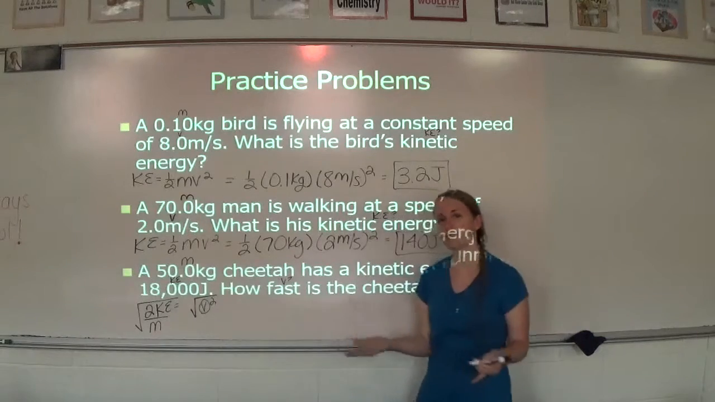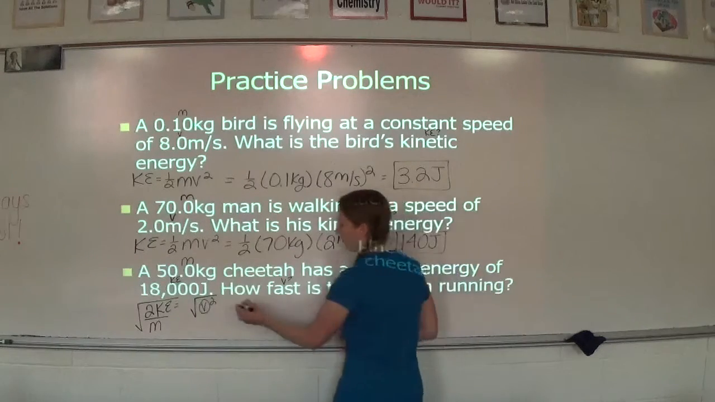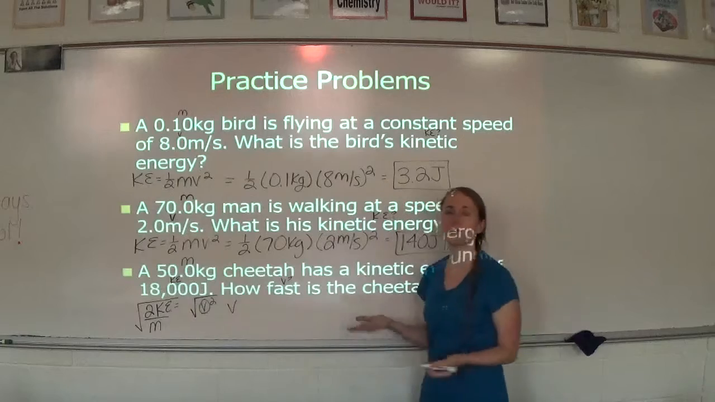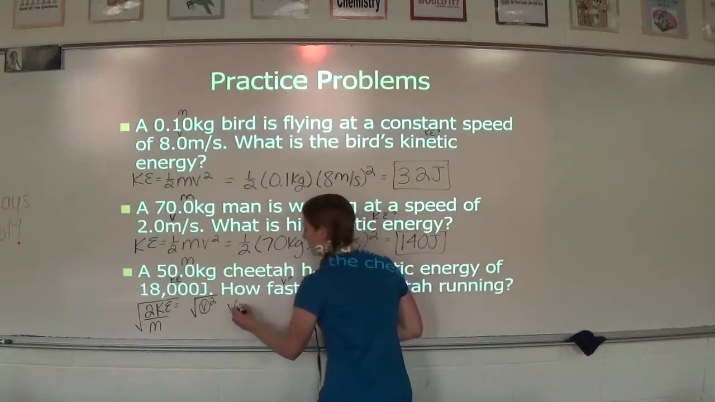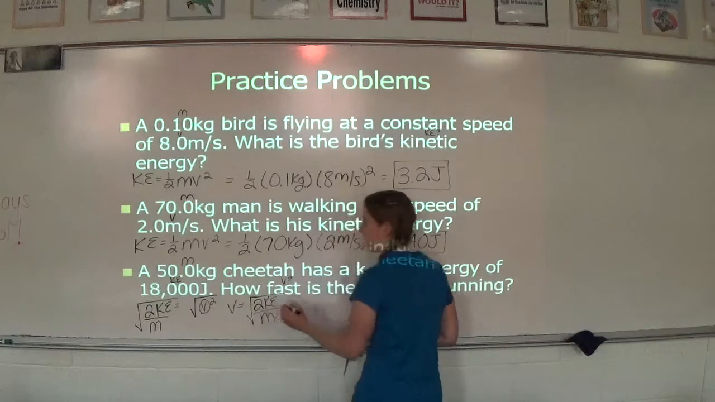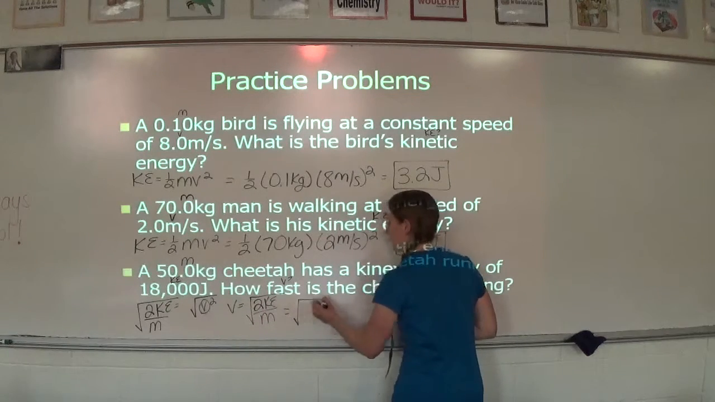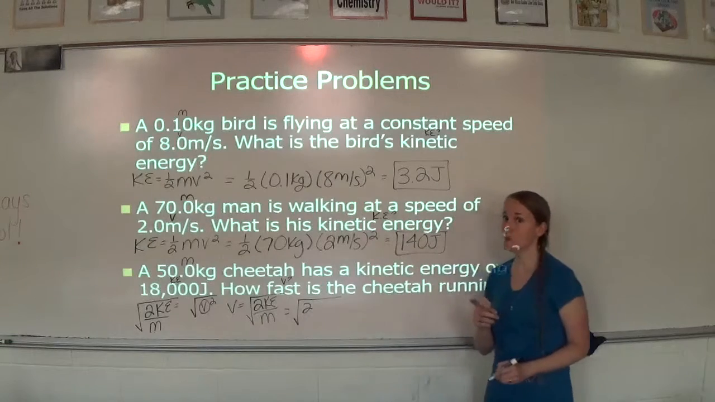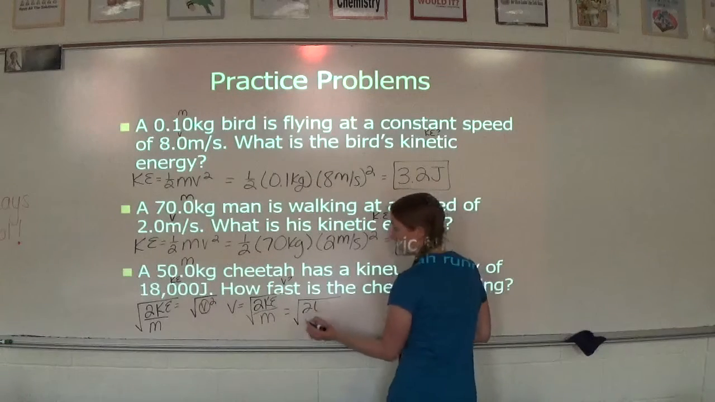Whenever you square root something that's squared, it's just that thing. So v squared with a square root is just v. So v is the square root of 2 times your kinetic energy over mass. And so once we have that, we can just plug in. You've got to be able to rearrange formulas. I know I keep saying that, but it's because it's true.